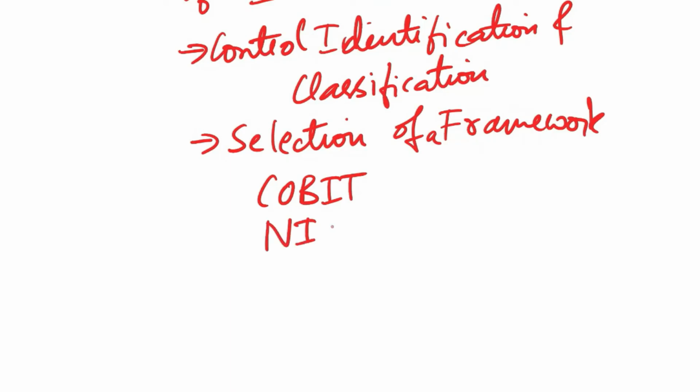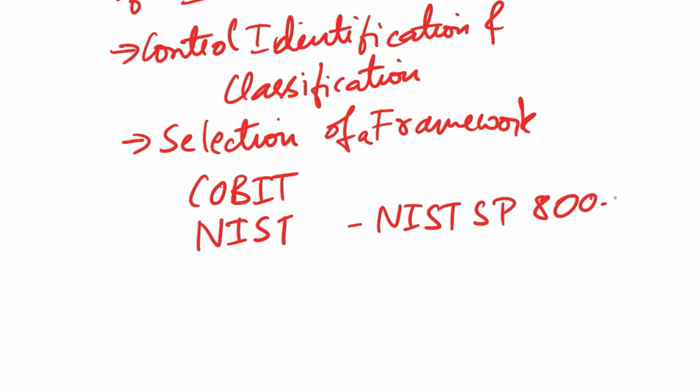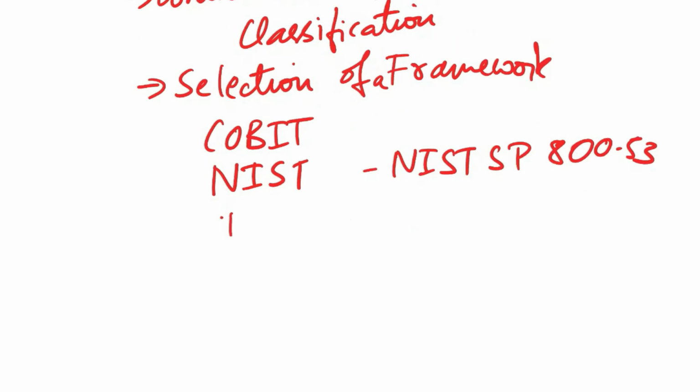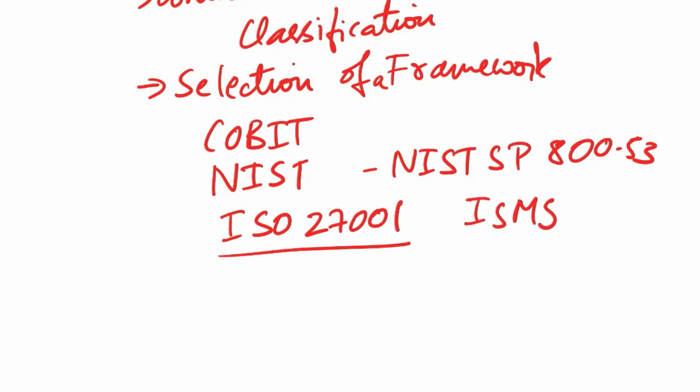Next is NIST frameworks. Example, NIST SP 800-53. NIST stands for National Institute of Standards and Technology. NIST provides cybersecurity and information security frameworks that help organizations manage risk and protect critical information. Another framework example is ISO 27001. This framework is the Information Security Management System, ISMS. This is an internationally recognized standard that focuses on information security management.